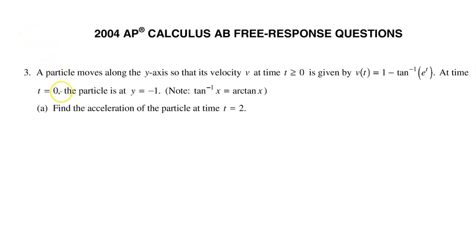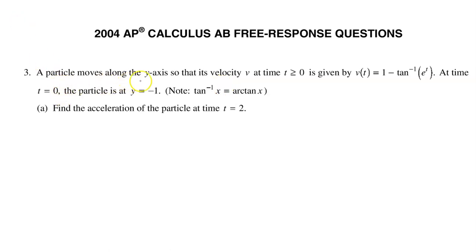In this video, I will walk you through free response question number 3 from the 2004 AP Calculus exam. This is a calculator active problem. Problem number 3 is primarily about the relationship between position, velocity, and acceleration.